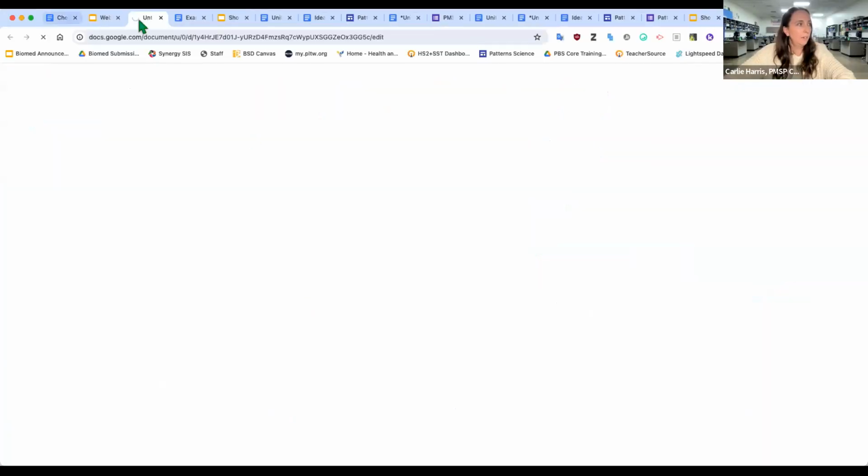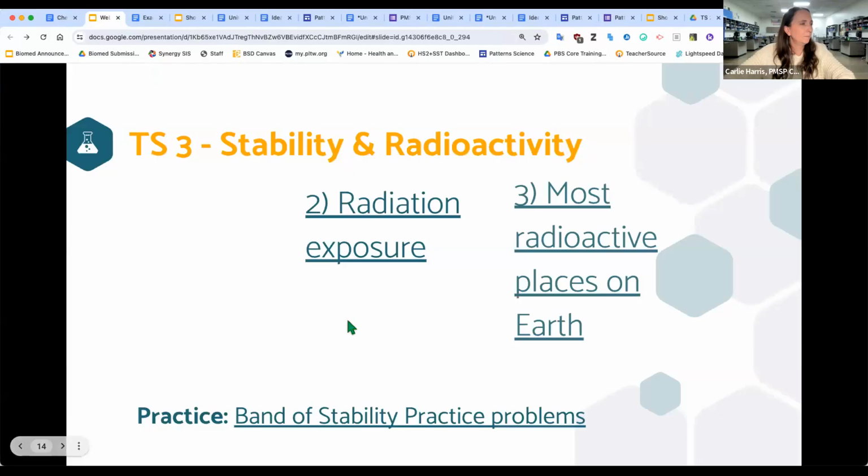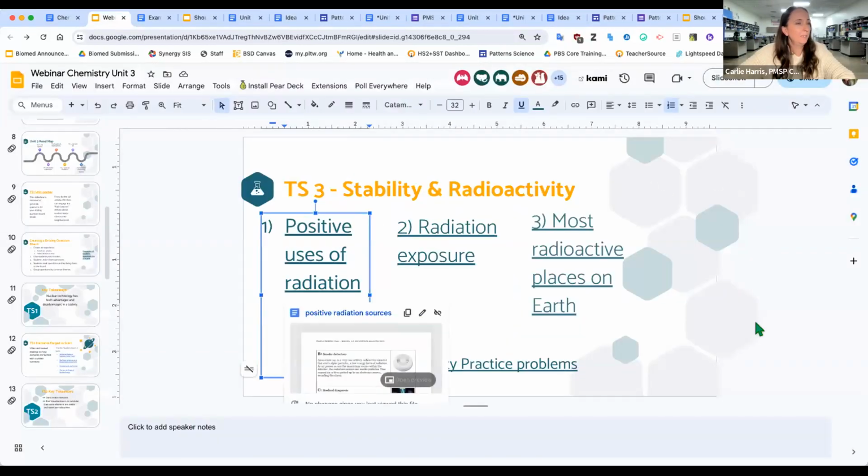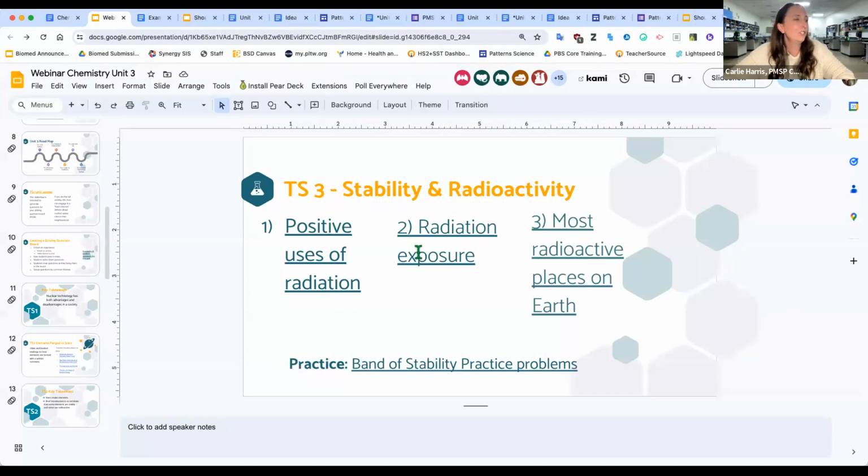Oh, that one's not there. Let's see. Oh, okay. That one seemed to not be available when on slideshow mode.